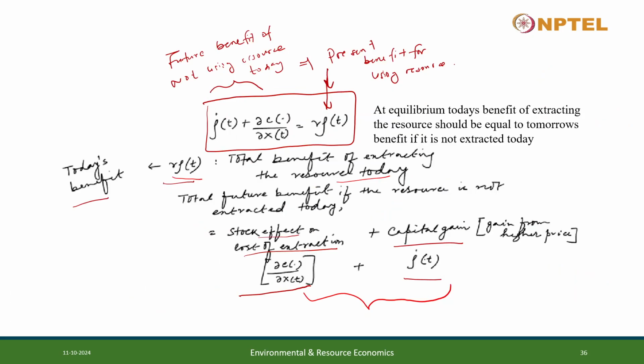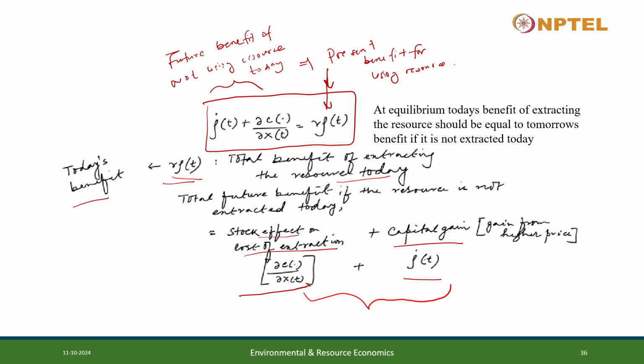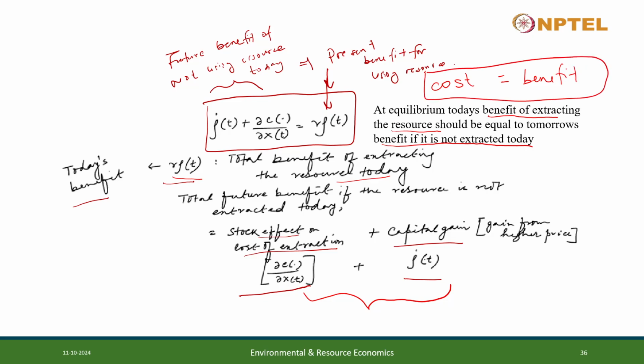So now at equilibrium, this is the same equation number star we are writing again. At equilibrium, today's benefit of extracting the resource should be equal to tomorrow's benefit of not extracting the resource today, or your cost of keeping it for tomorrow will be equal to your benefit in the future. Then only you will get the equilibrium condition. So r rho t is today's total benefit of extracting the resource, and the future benefit has two terms, that is, stock effect on the cost of extraction and capital gain. Capital gain is represented by rho dot t, and stock effect is dou c by dou x_t.